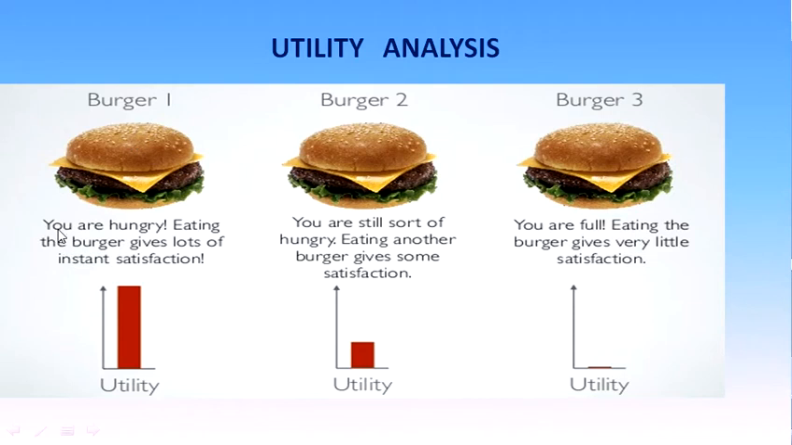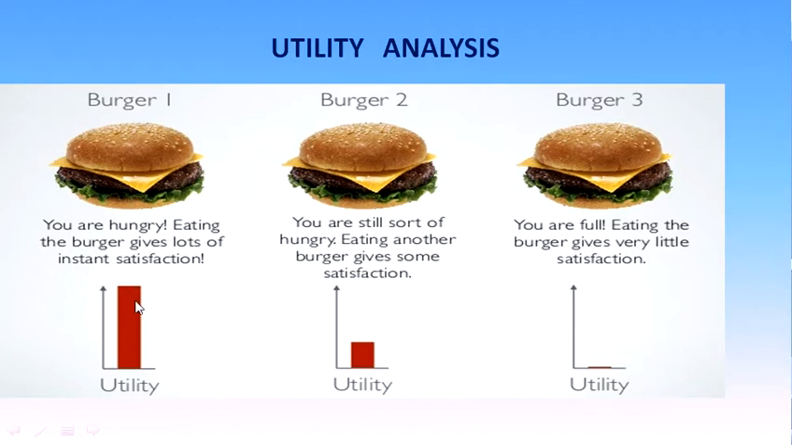If you are hungry, eating the burger gives a lot of satisfaction. When you're very, very hungry and you're eating the first burger, the utility level, the satisfaction level will be very, very high. Utility and satisfaction, these two words are actually different. Just to make you understand better, instead of utility I'll use satisfaction level. Satisfaction is what comes after your eating the burger, and utility is before the consumption of the commodity.